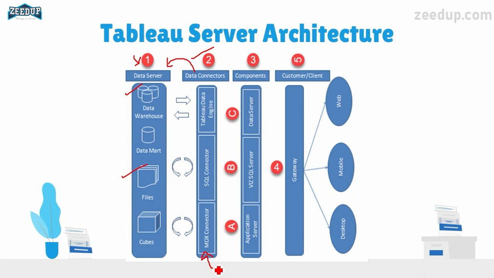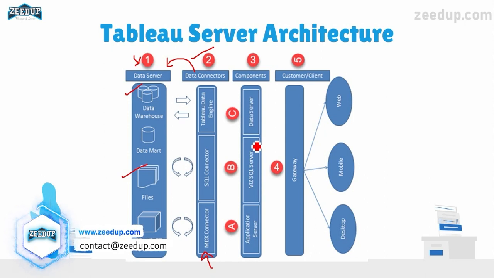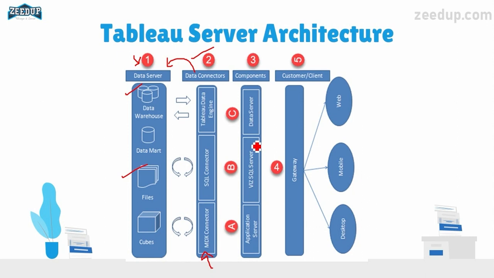Next we have the components of Tableau Server. So there are three different components: the application server, the Viz SQL server and the data server. Now what are these three? This we will discuss in the next video, because this Tableau server architecture is a huge topic. That is why it is not going to be covered in just a single video, and it is a very important thing. You might need to know and understand what is the architecture behind Tableau server.